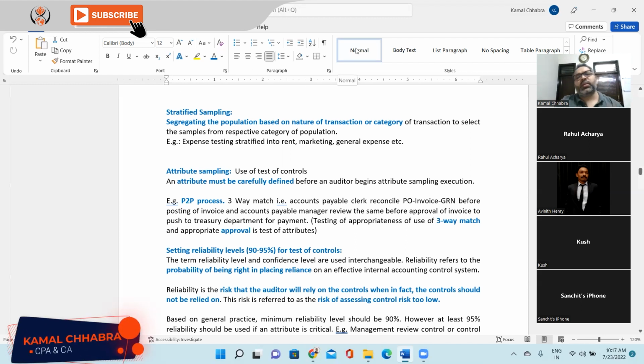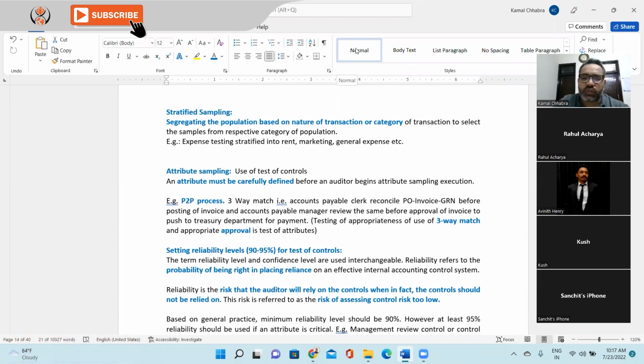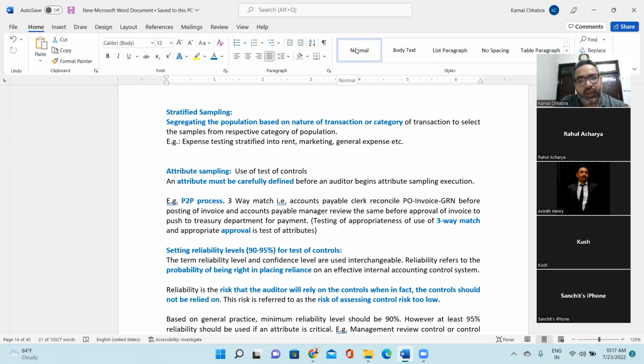Make sense? Next, coming to attribute sampling, which we have discussed earlier in statistical sampling, it is mainly used for the test of control. An attribute must be carefully defined. When you are doing attribute sampling, the most important thing is defining the attribute: what exactly is the attribute and what objective you want to achieve out of it, right? An attribute must be carefully defined before an auditor begins attribute sampling execution.